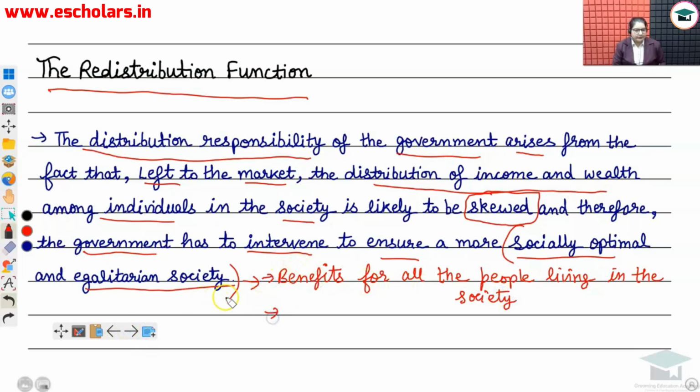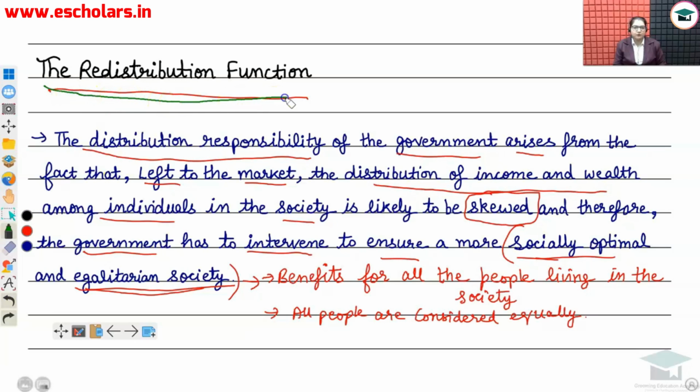Moreover, in this society, all the people are considered equally, irrespective of their economic status, irrespective of their social status, etc. So, in order to create the socially optimal and egalitarian society, the government should intervene regarding the distribution of income in the economy. So, let's recall it till now.